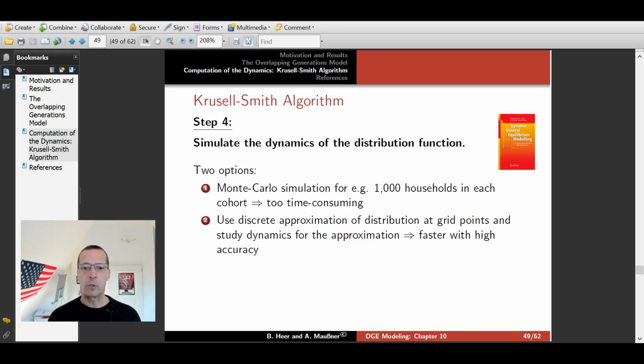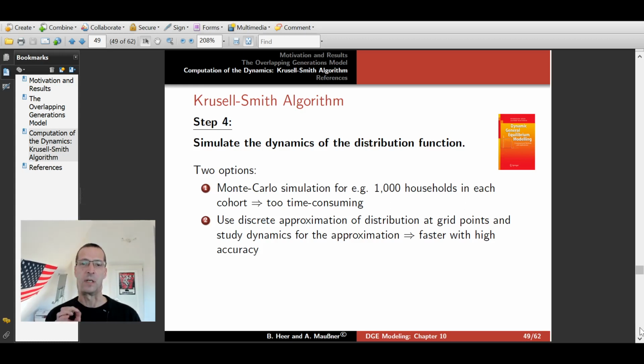We instead advocate using a discrete approximation of the distribution at grid points, and assume that you can only get to one of the grid points in the next period by choosing a lottery. We will show you this in a minute. And then just keep track of this distribution at the grid points, the measures at these grid points, and how they behave, how they choose next period's wealth, which grid points they get to. This is much faster, and we find it also more accurate for given computational speed. So we advocate for this kind of simulation for the dynamics.